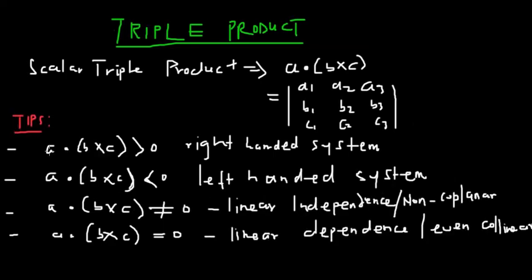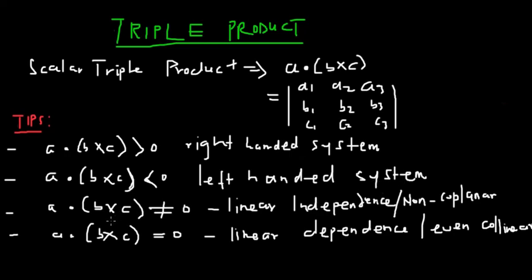So these are the 4 important tips you need to know. They normally bring them in either MCQs or theory-based questions. Whenever you have a scalar triple product and you use your matrices to find your answer, and your answer is greater than 0, it means it's a right-handed system scalar triple product. And when your answer is less than 0, that's negative, it means you have a left-handed system.